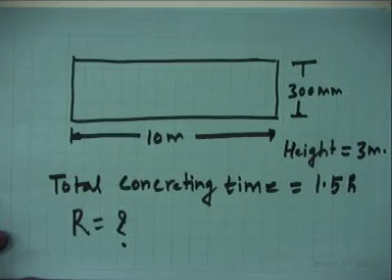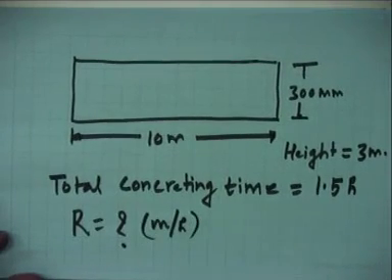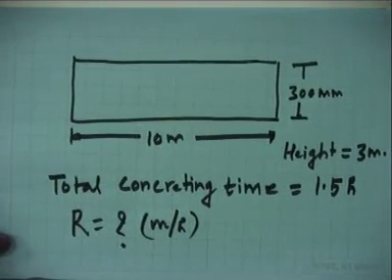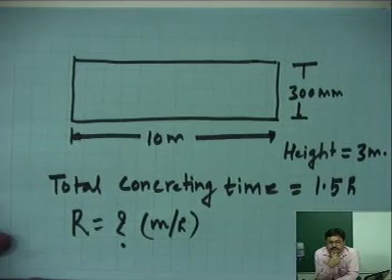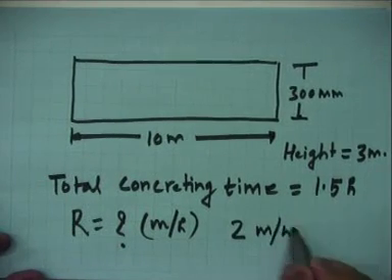You have a 10 meter wall, 300 millimeter thickness, 3 meter height, which you have planned to concrete in 1.5 hour. What is the rate of rise in meter per hour? Rate of rise you have to calculate in meter per hour, because this is how your expression has been evaluated. Can you find it out, please? All of you are getting 2?